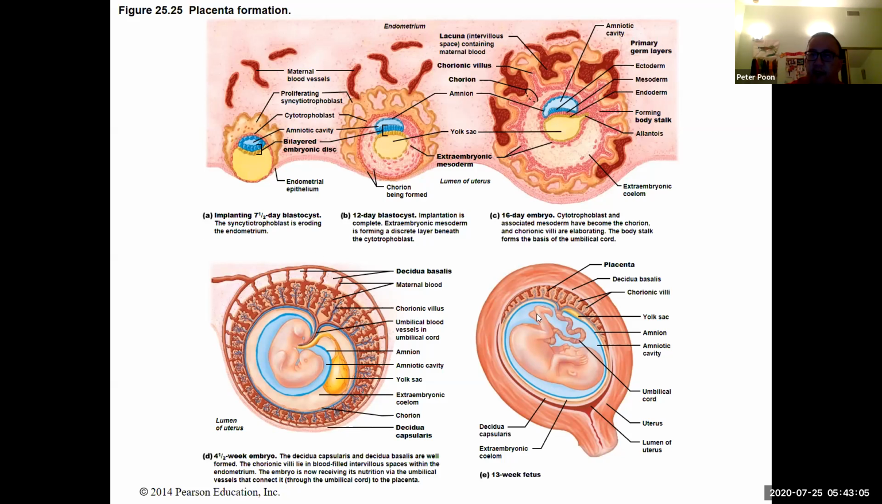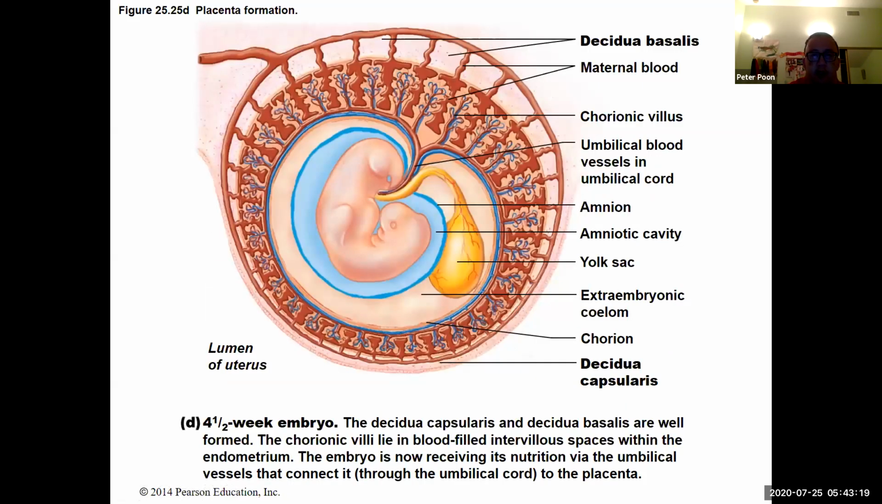And here you can see a fully formed placenta. So there you go. This is a 4.5-week embryo. This is a really cool picture actually. You can see there's a yolk sac, but this yolk sac is actually pretty useless. It's actually in the blood supply here, or nutrient supply here, not the yolk. Here you can also see that there's a little tail and stuff like that.